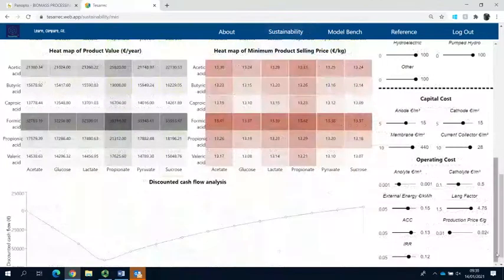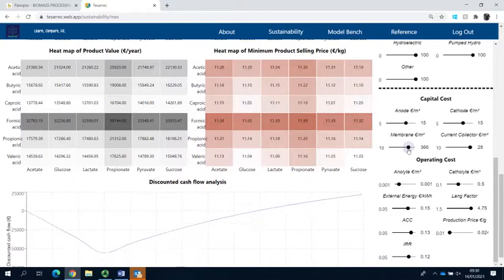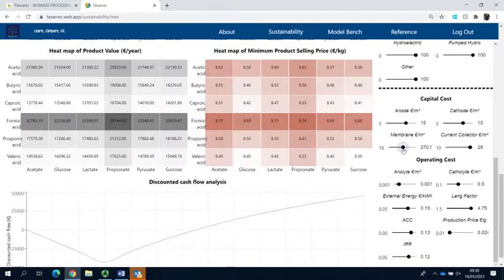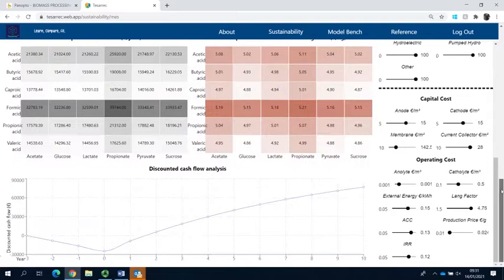The various capital cost items for the microbial electrosynthesis process include anode, cathode, membrane, and current collector. And from the default value of membrane, you can see that membrane is the hotspot for the cost. For example, if we notice the cost of production of the product or the minimum product selling price, and if we lower the membrane cost, then you will see the cost of production is also decreasing. Similar effect you can expect on the discounted cash flow analysis.